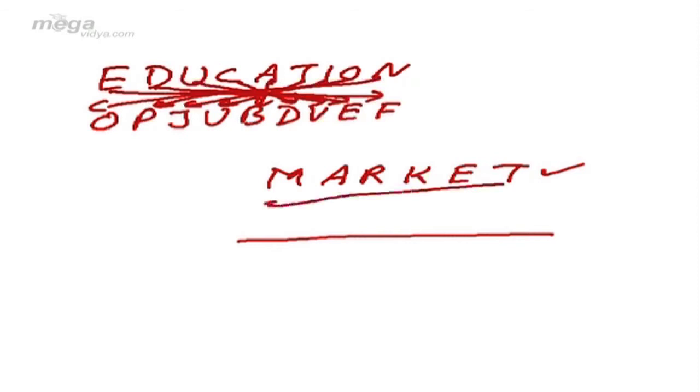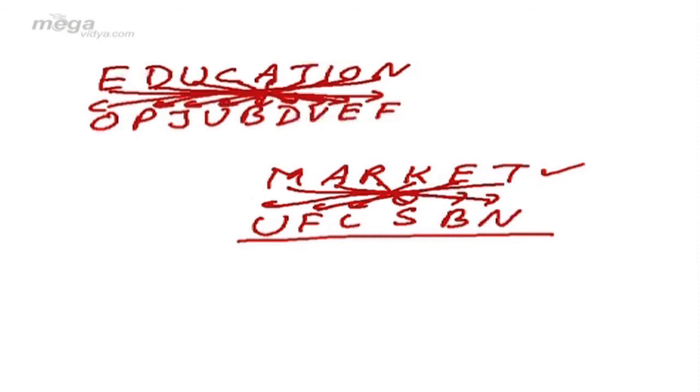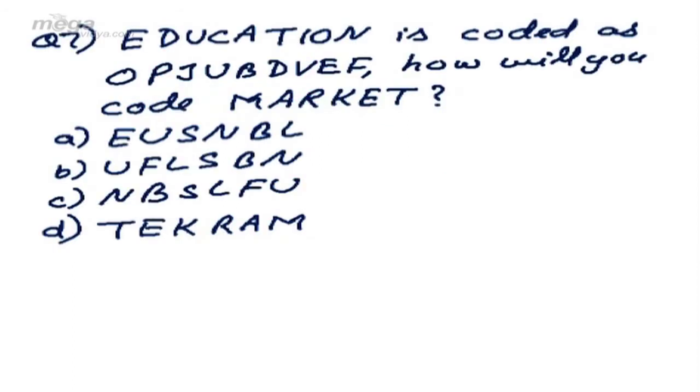After T comes U, after E comes F, after K comes L, after R comes S, after A comes B, and after M comes N. Therefore, our answer is UFLSBN, which is given to us in B choice. Therefore, the answer is B.